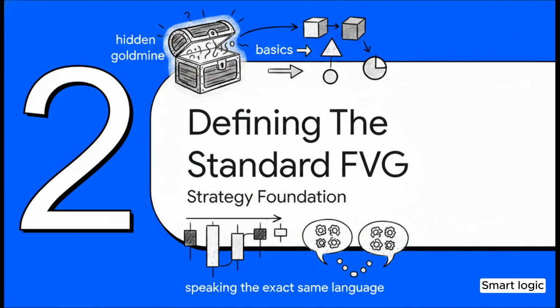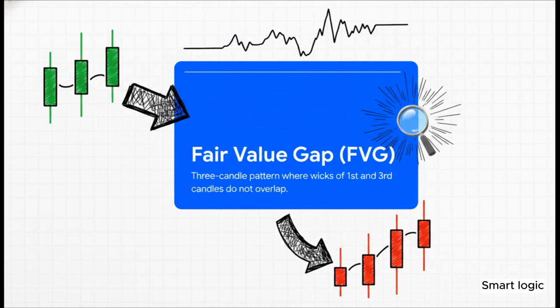Moving on to Section 2, defining the standard FVG. This is the absolute foundation of our strategy. So, just to make sure we're all on the same page, here's the baseline. A standard fair value gap, or FVG, is a very specific three-candle pattern. The dead giveaway: the wicks of the first and third candles do not overlap at all. What this leaves behind is a literal inefficiency on the chart, a gap where only buyers or only sellers were aggressively in control. Think of it like a giant vacuum.